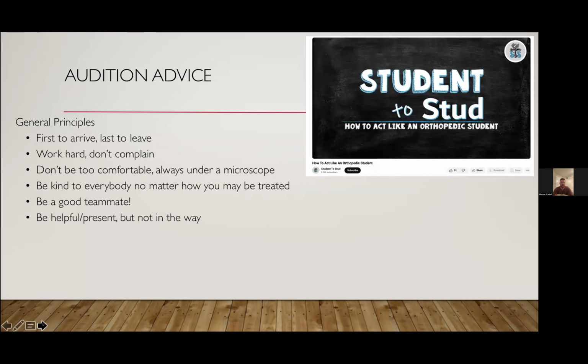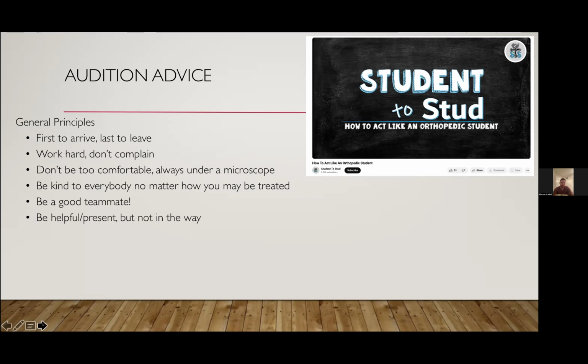The next slide. So some general principles: it is difficult to go on auditions. It's a stressful time. So just make sure that you treat it as essentially a month-long job interview. You want to be showing the best version of yourself. So arrive early, stay late, make sure the job's getting done, work hard, and don't complain.